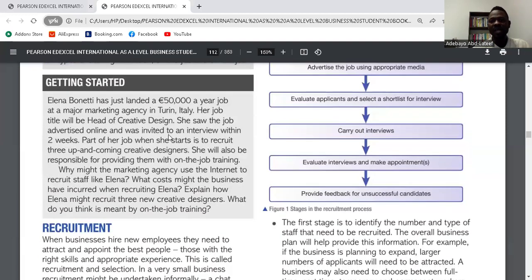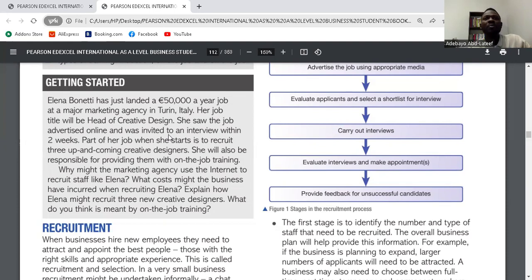The next one is evaluate applicants and select a shortlist for interview. As soon as you make advertisements, a lot of potential employees, what do we call them? Job seekers. Job applicants will apply. So they apply for this job. As soon as they apply, you have a lot of application forms with you. So from those application forms, you evaluate the applicants and select a shortlist for interview.